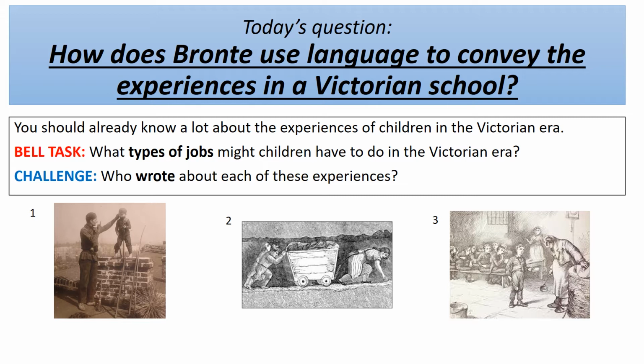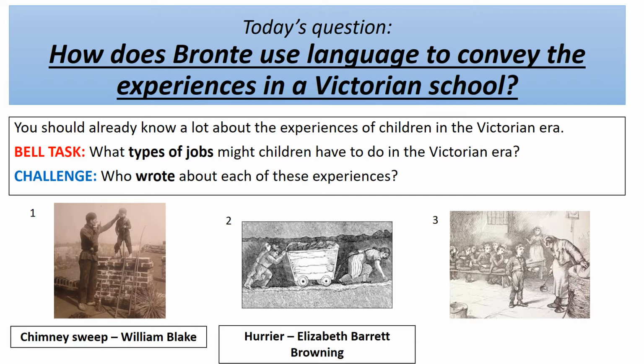Now hopefully from image number 1 you'll be able to recognise that that is a child working as a chimney sweep, and that was written about by William Blake in his poem The Chimney Sweeper. And your second image, hopefully you've also been able to recognise that that's an image of children working in an underground coal mine. Now underneath the ground the children had many different jobs, such as being a hurrier, a trapper, a getter, as well as many other ones, and those were written about by Elizabeth Barrett Browning in her poem The Cry of the Children.